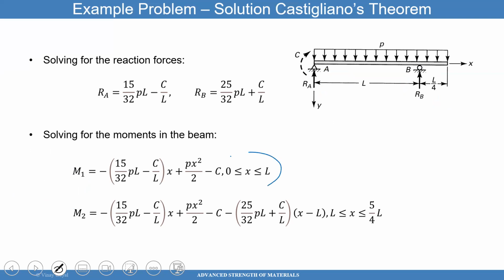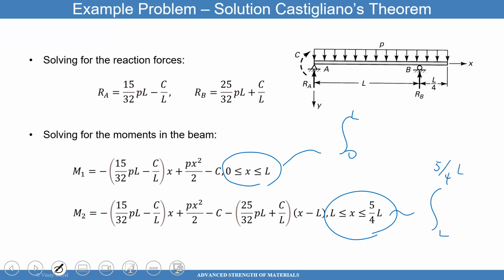And notice that these integral limits are important. The integral for the energy is going to be 0 to L, and the energy for this one is going to be L to 5/4 L. Be careful there when you do your integrals. Because this moment here, M1, is only for this section, while M2 is for this section. Is that clear to you guys?